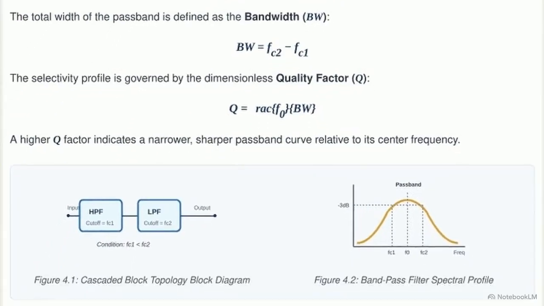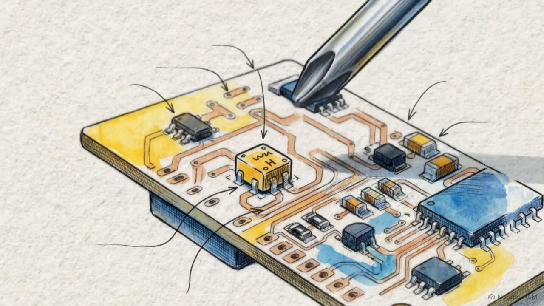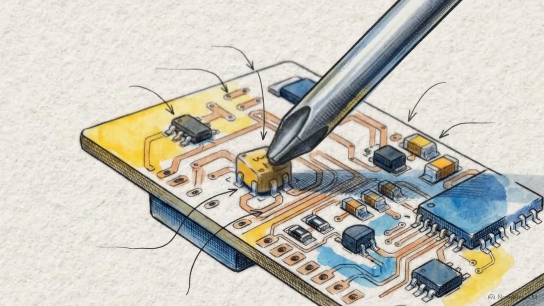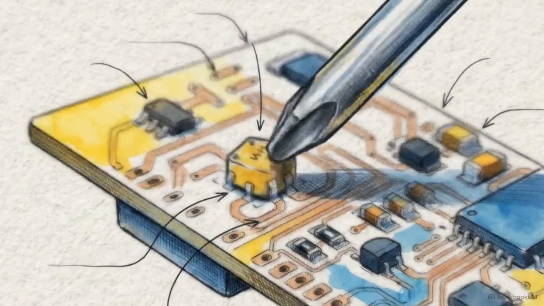In this spectral profile, we visualize that selectivity. A higher Q factor indicates the resulting passband curve is narrower and sharper relative to its center. If your specific system requires extreme signal clarity, manipulating this exact quality factor ensures your components hit those tight tolerances.